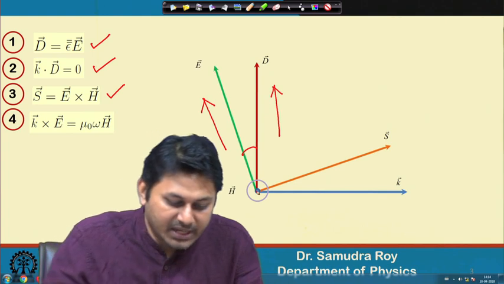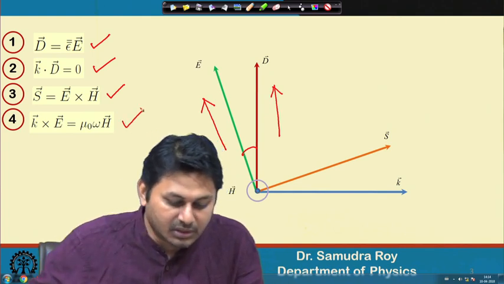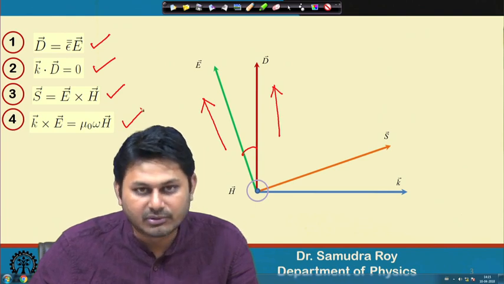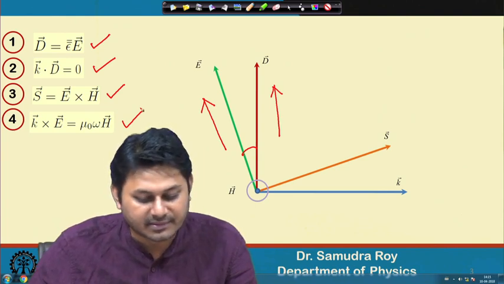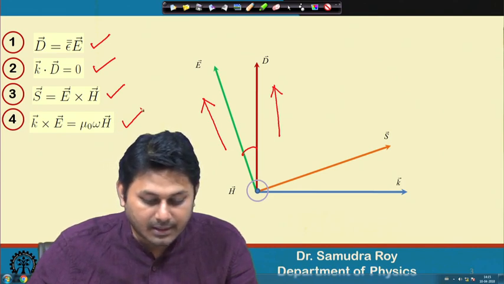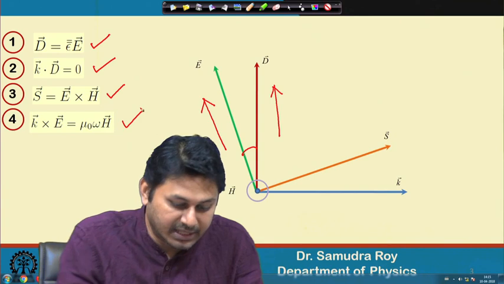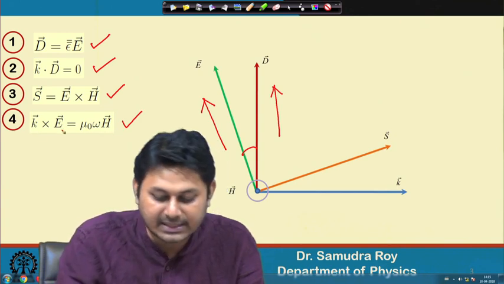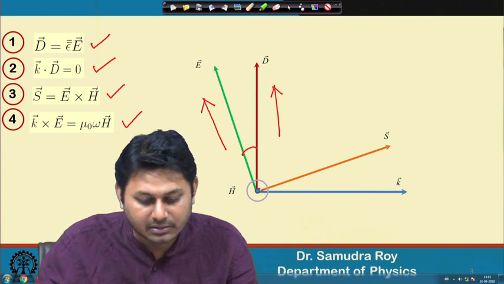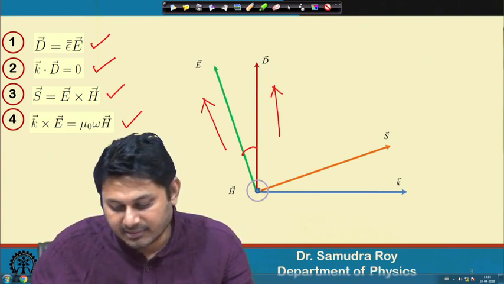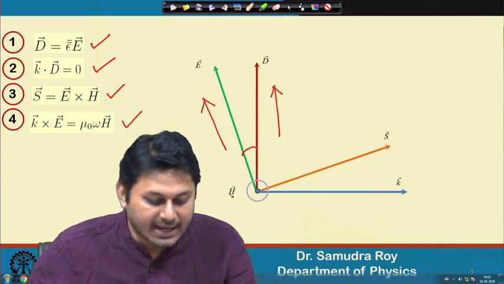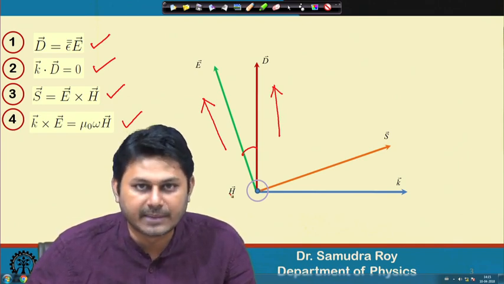And then finally, we have one important equation, which is k cross E is equal to some constant times H. All these equations come from Maxwell's equations. That means H is perpendicular to k and E. So again, H is perpendicular to the plane containing E, D, S and k. Obviously, H will be perpendicular to k and E, which are in the same plane.